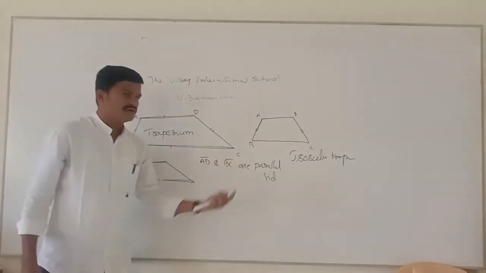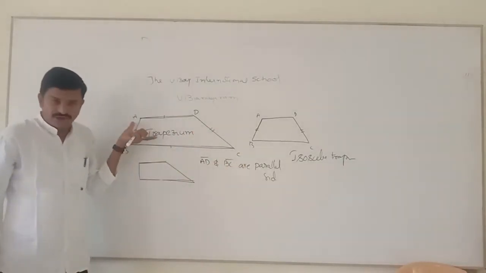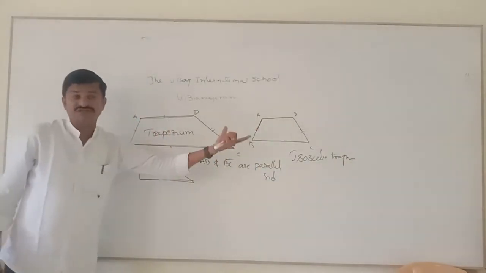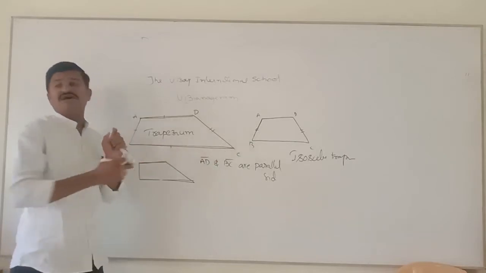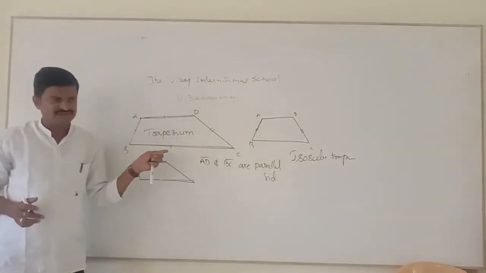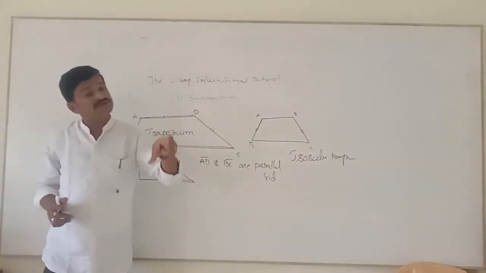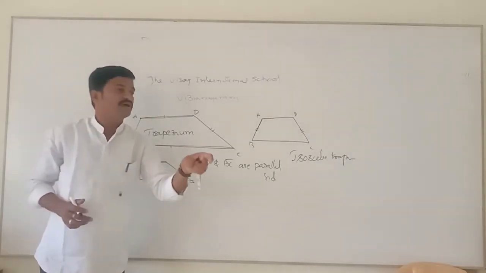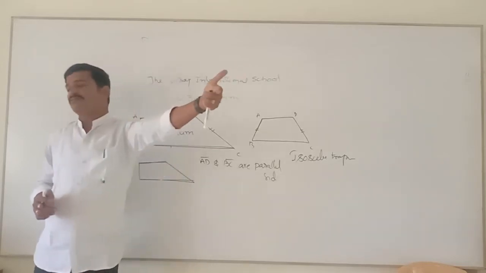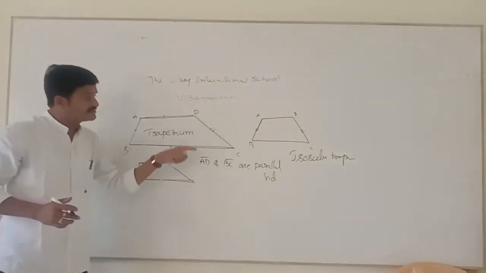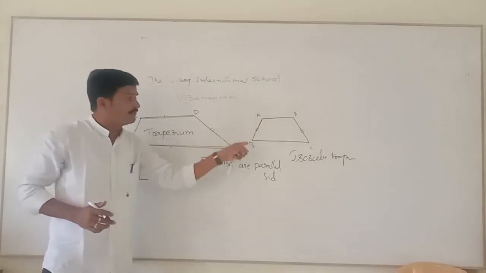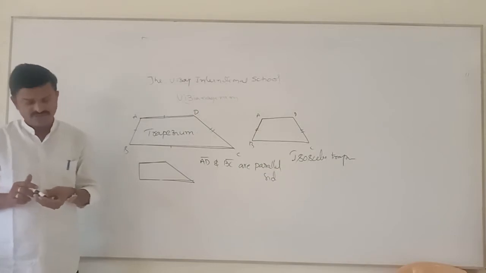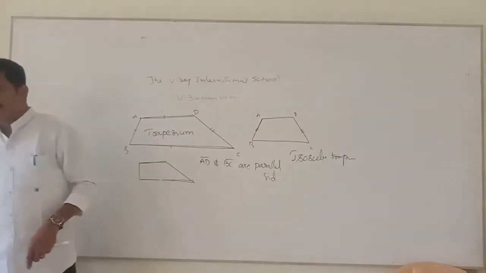So we have got two types of trapeziums: one is a normal trapezium and another is an isosceles trapezium. A trapezium becomes an isosceles trapezium if the non-parallel sides are equal; don't bother about the parallel sides. A quadrilateral becomes a trapezium if one pair of opposite sides is parallel. When the non-parallel sides are equal, it is called an isosceles trapezium. Are you clear or not? And this is one type of quadrilateral.